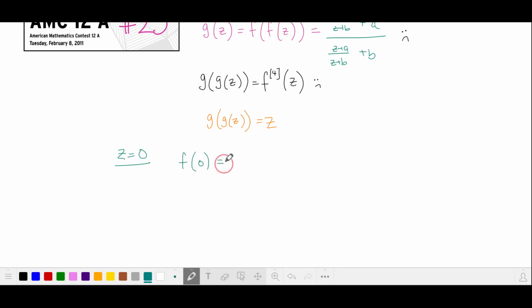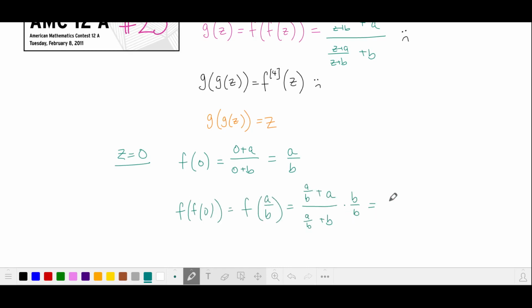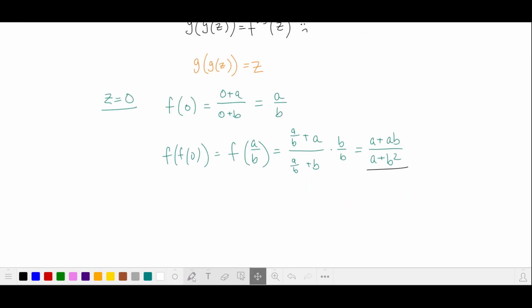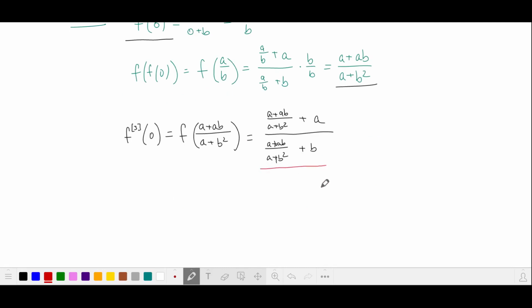We'll start with f of 0. This is equal to a over b, which is much simpler. Let's apply f again. We'll multiply by the denominator to simplify. This isn't too bad. Let's try it a third time. This expression is getting pretty complicated. I don't want to have to take f of this fraction again.